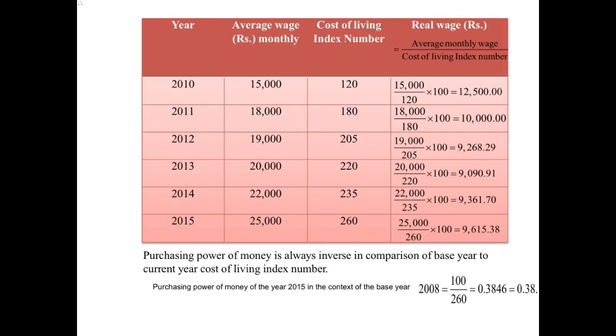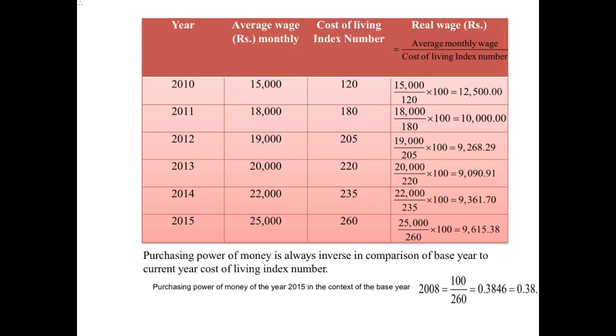Now the question is the purchasing power of money. In the question they ask us to calculate purchasing power of money for 2015 in comparison to the base year 2008. So for that we have to make one step. The step is put it in this fashion. If 260 is index number of 2015, then 100 is index number for 2008.